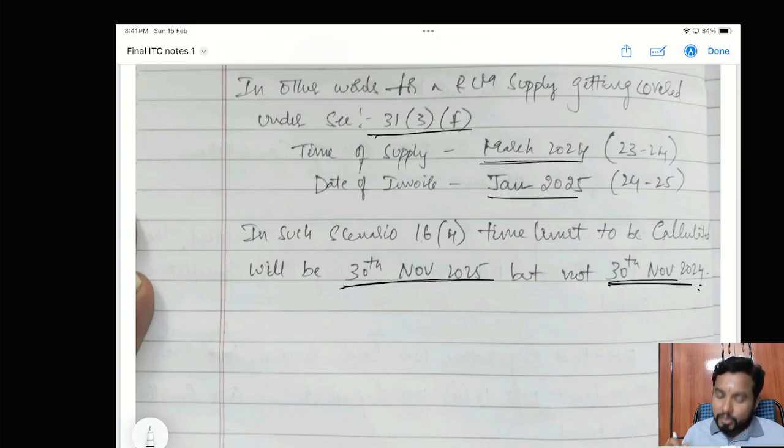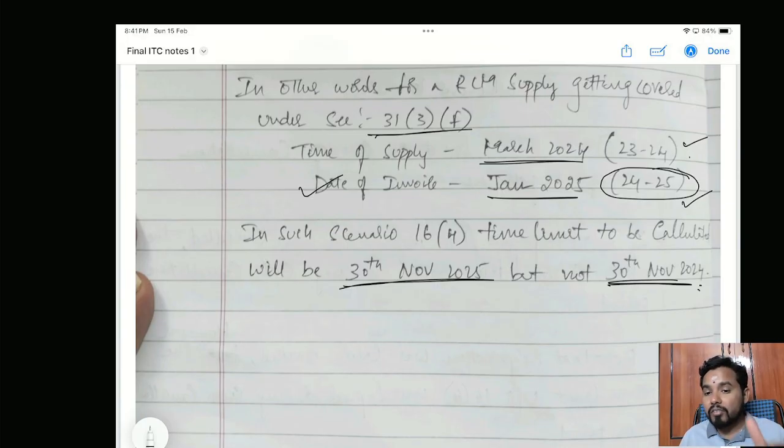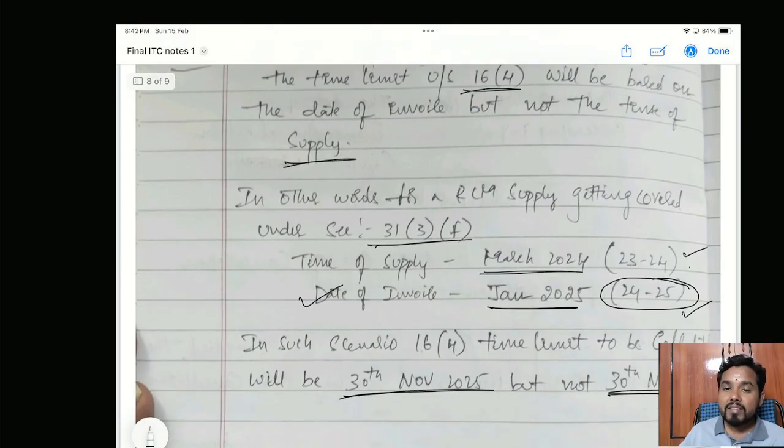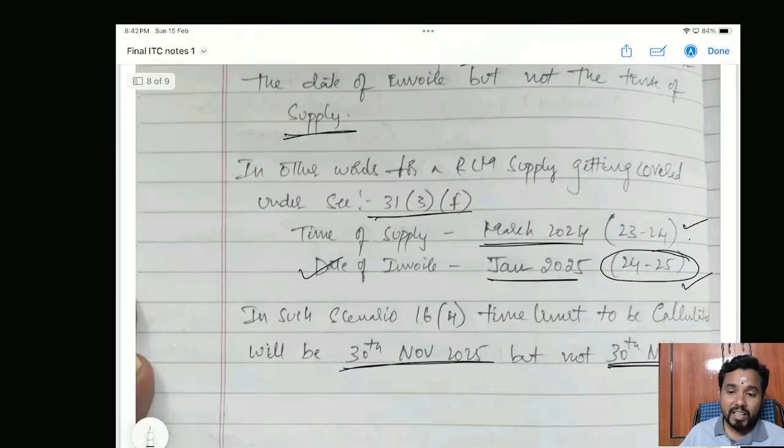Simply speaking, I have issued the invoice in financial year 24-25, though actually I supplied in 23-24. Since the invoice was issued in 24-25, the 30th November relating to 24-25 will be applicable, but not the 30th November related to 23-24, because the date of invoice is the criterion here. I have to check the 16/4 time limit from the financial year in which the invoice was issued, not from the financial year in which the supply was actually made. Mind it, this is applicable only where the supplier is an unregistered person and the supplies are covered under RCM.